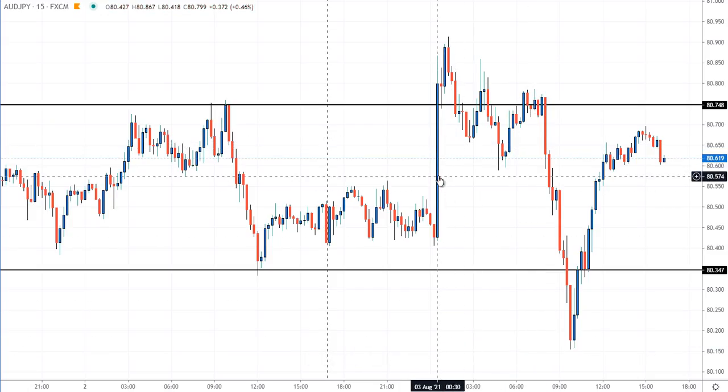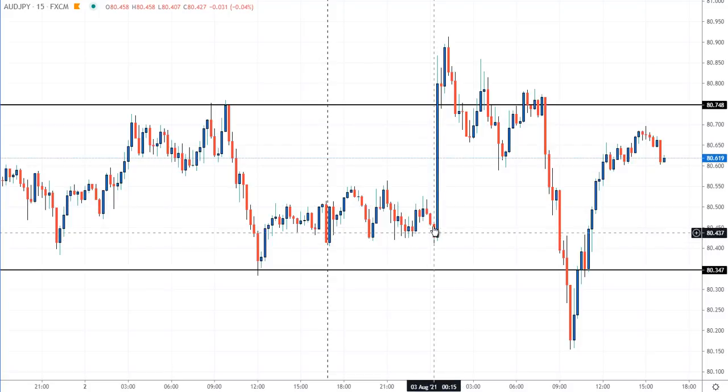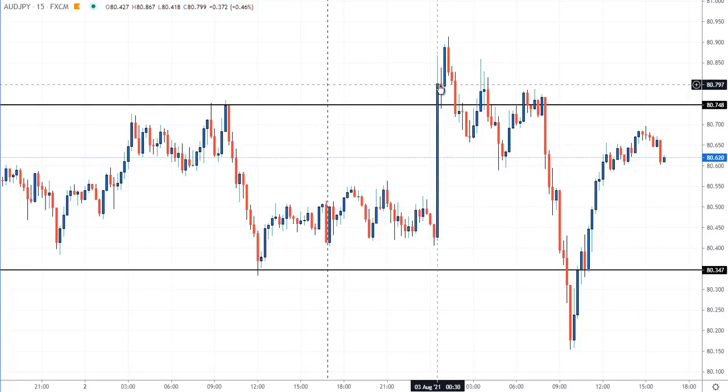Now, here's the 15-minute chart. You'll notice that this was a huge move up here. Why? Because that was a rate release from Australia. And we do not trade around any major red flag news event like that, a rate release or NFP. We don't trade. They're very dangerous. You can get killed doing that, because they're a little more unpredictable.